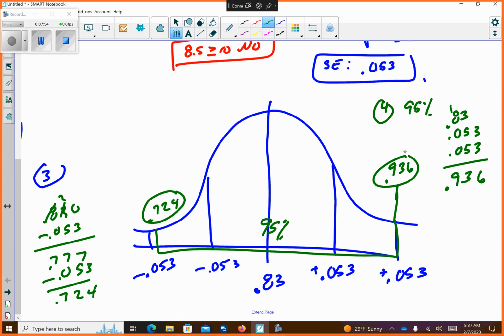Okay, if the sample is increased from 50 to 100, explain what happens to the mean. Okay, the mean isn't going to change as we add more and more people.